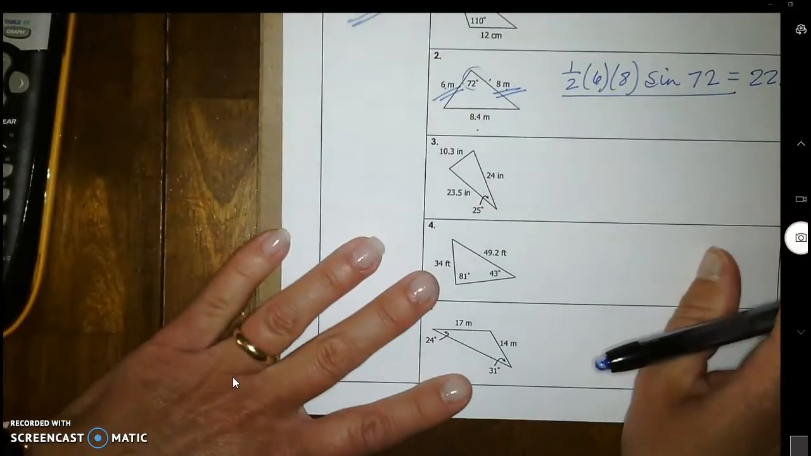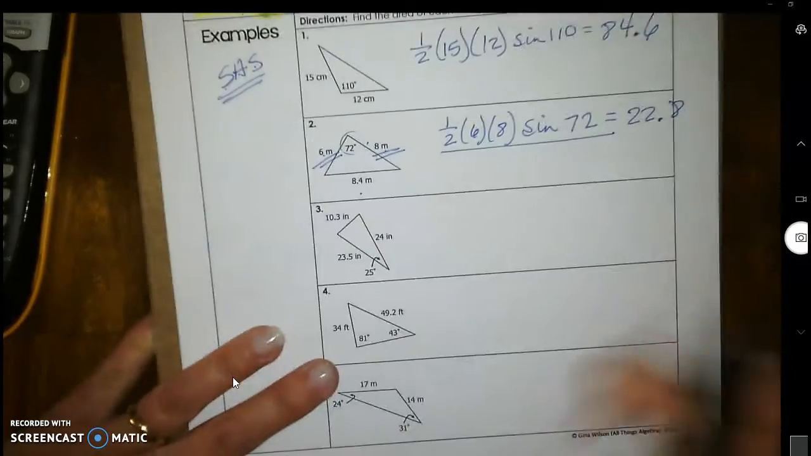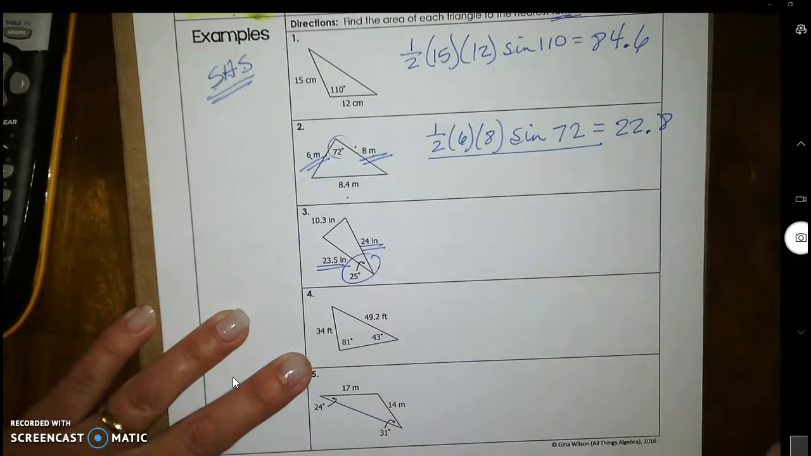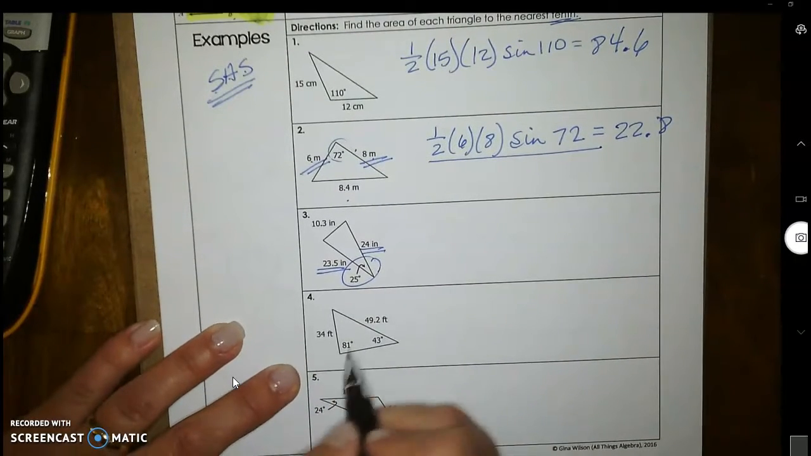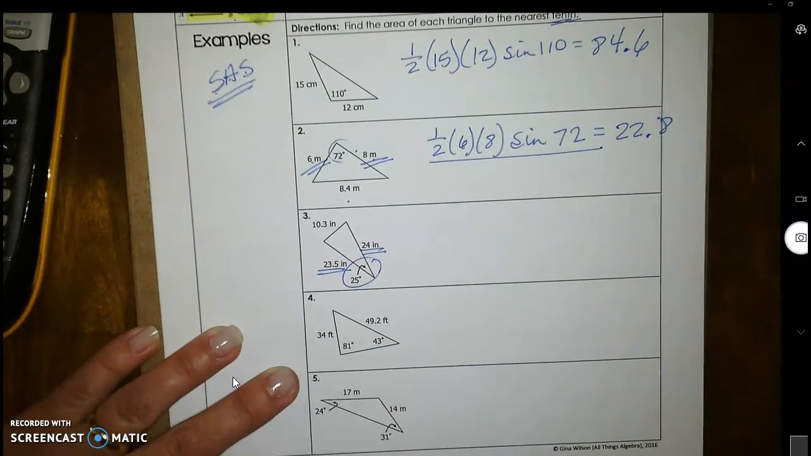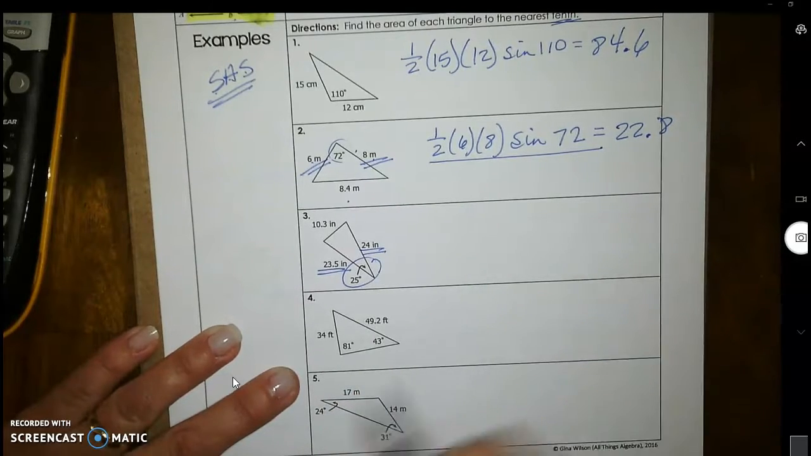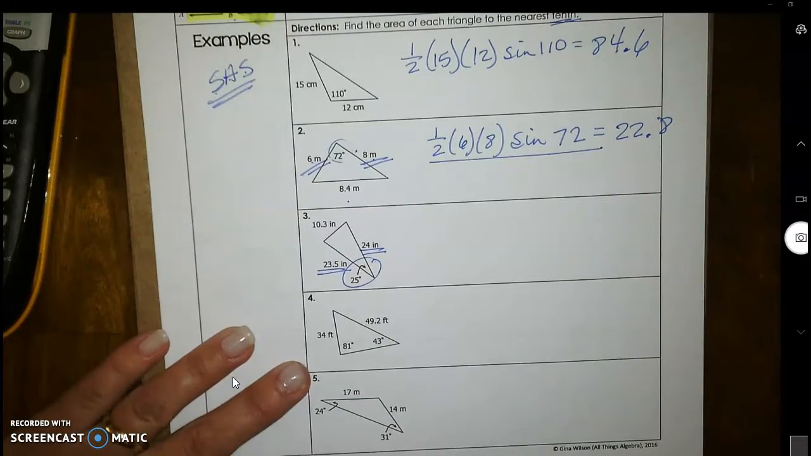Okay? All right, let's go take a look at number 3. We have a side, an angle, and a side, so we can do it. Let's go take a look at number 4. And by the way, I'm not walking you all the way through this one. This is going to be pretty straightforward. Let's go take a look at number 4, though.